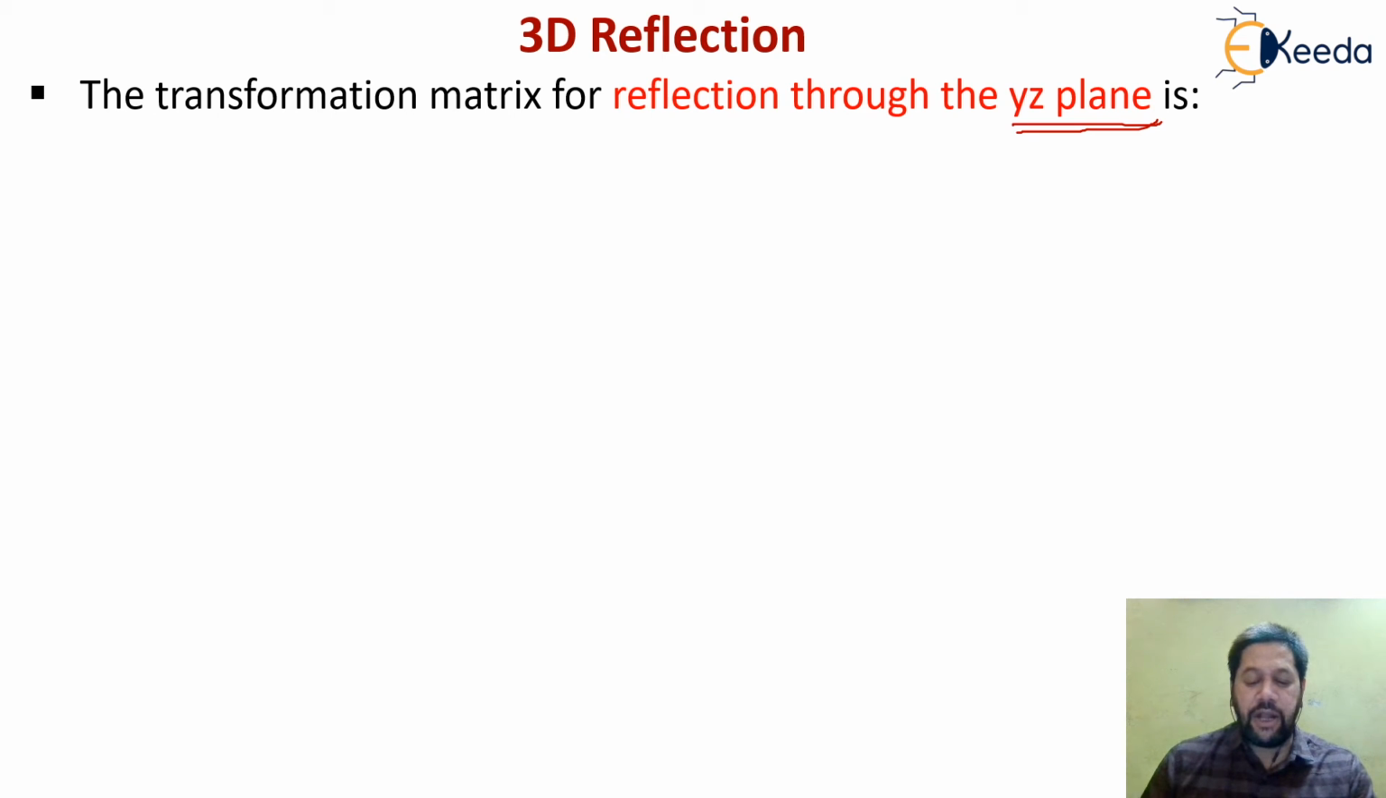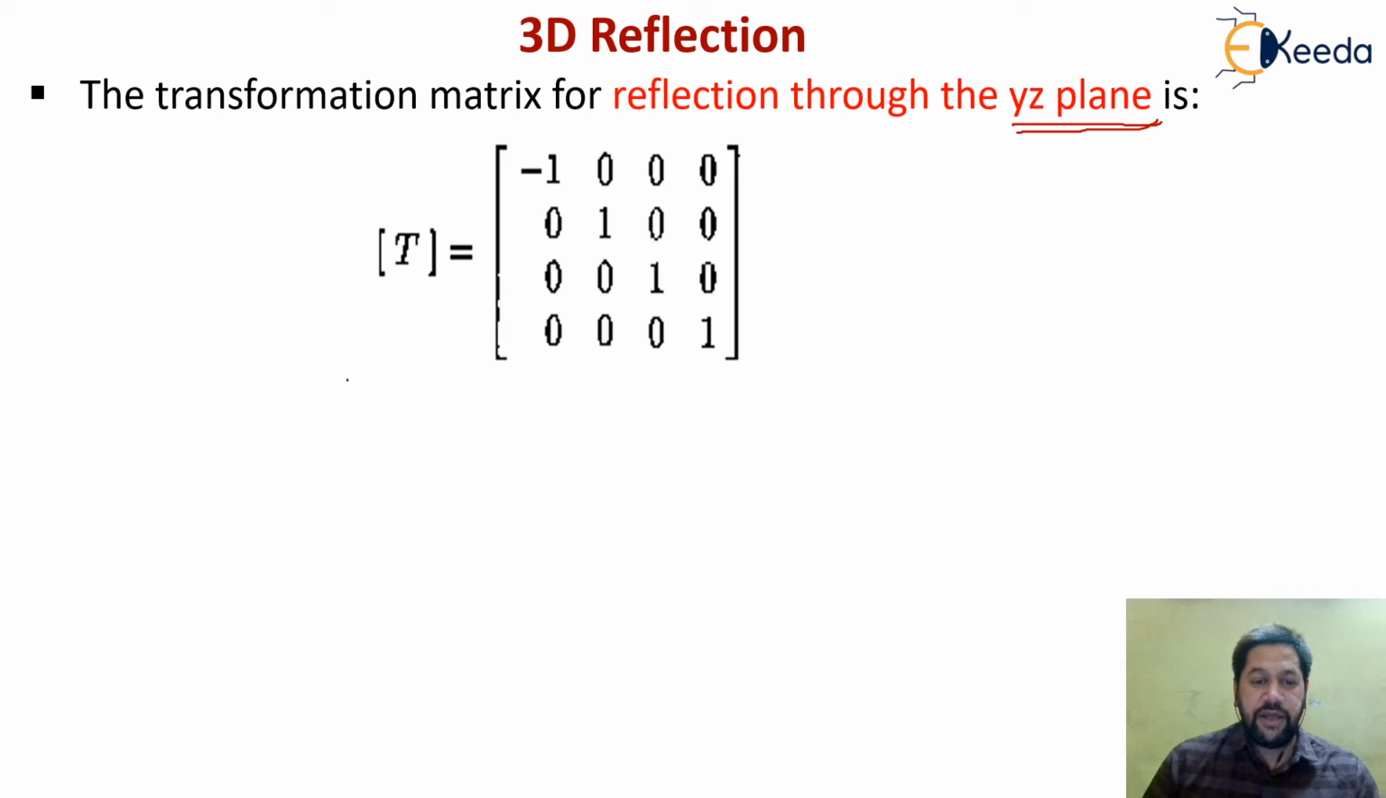So what will be my transformation matrix for this? Yes, this is my transformation matrix T. You can find it here. This is my x value, this is my y value, this is my z value, and this is h, which is used for the homogeneous coordinate system. So row-wise, this is x, y and z, and this is the h value.